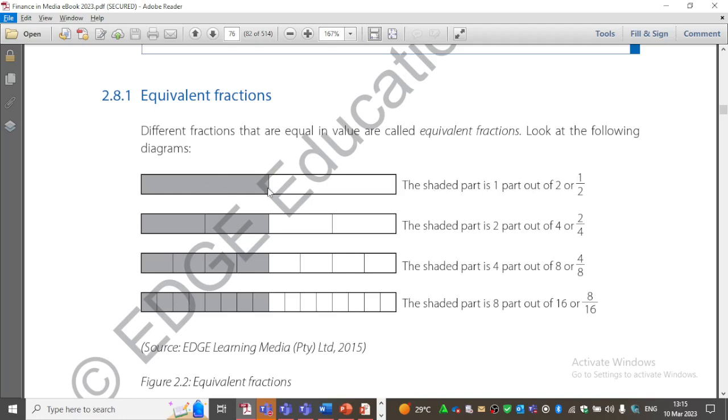For example, we've got the shaded part. We've got these four different blocks or rectangles. The first one is divided into two pieces and one is shaded, so the fraction for this one will be 1 out of 2. If we calculate the shaded part compared to the whole object, which is the rectangle, we've got 1 out of 2, which is also the same as if this rectangle was divided into 4 and 2 were shaded. Therefore we have 2 out of 4, and 2 out of 4 will still give us the same figure as our 1 out of 2.